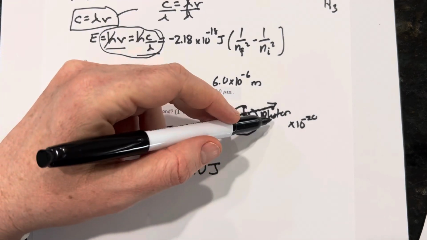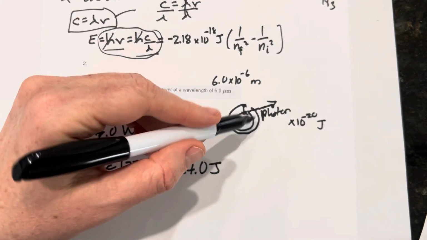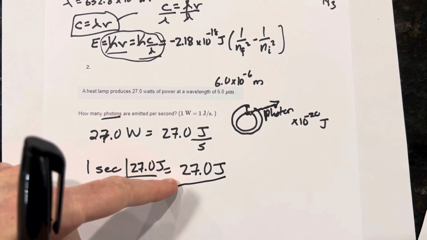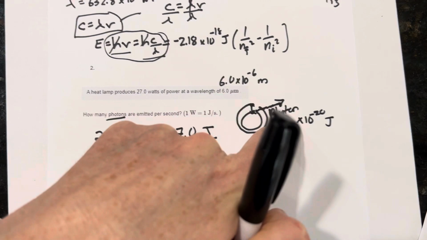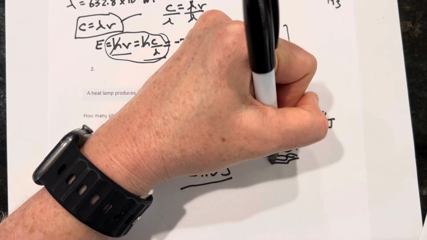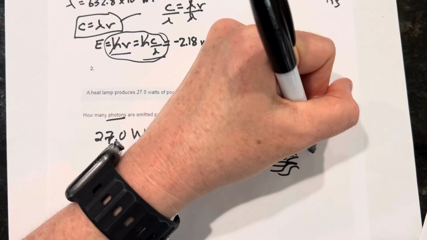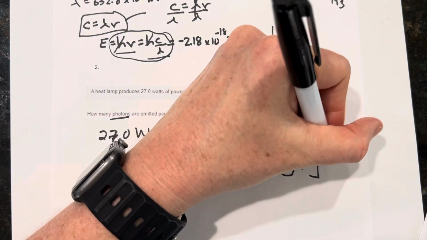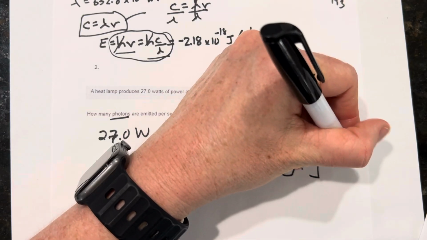It's a really tiny amount of energy, in joules. We know that this is a big amount of energy, 27 joules. How many of these little ones fit inside here? So we've got little photon, little photon, little photon, all these little photons, and they all have just a tiny amount of energy. You want to know how many of these were needed in order to add up to 27.0 joules.